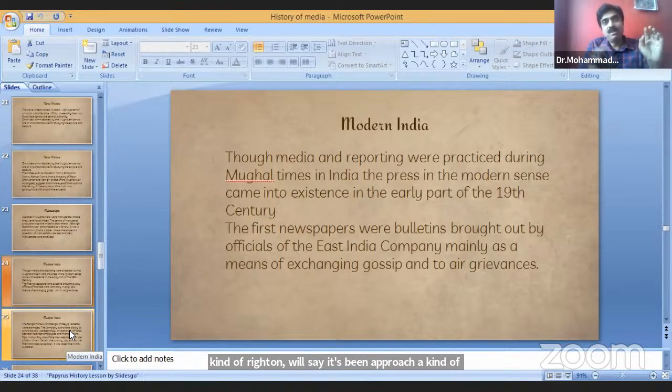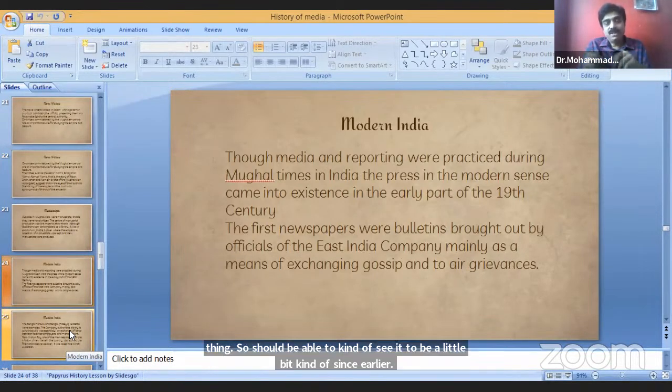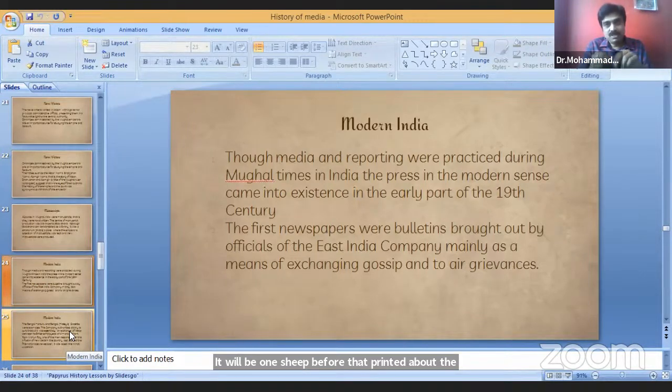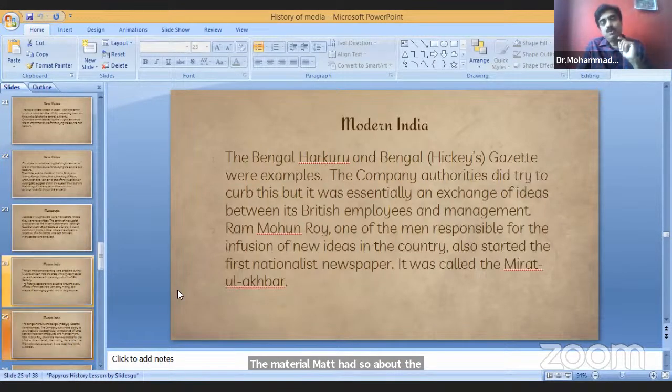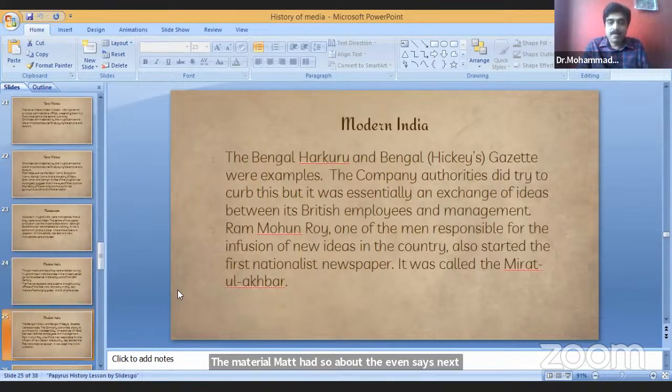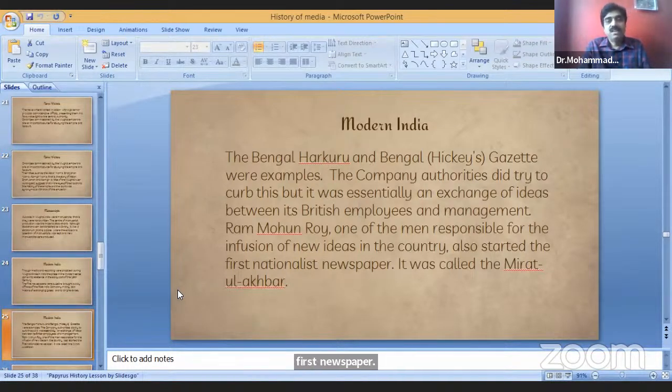That one sheet of paper will be printed about the material matter, about the gossips as well as the grievances. Next, the Bengal. We'll just move on to who brought the first newspaper: the Bengal Gazette, or Hicky's Gazette. The company authorities did try to curb this, but it was essentially an exchange of ideas.